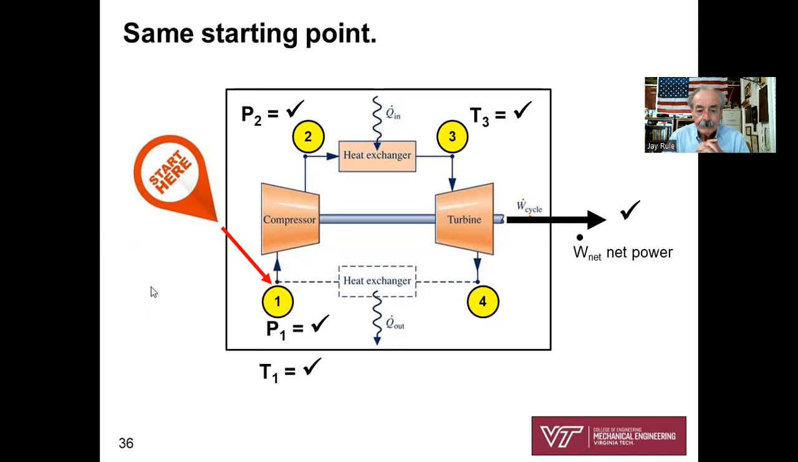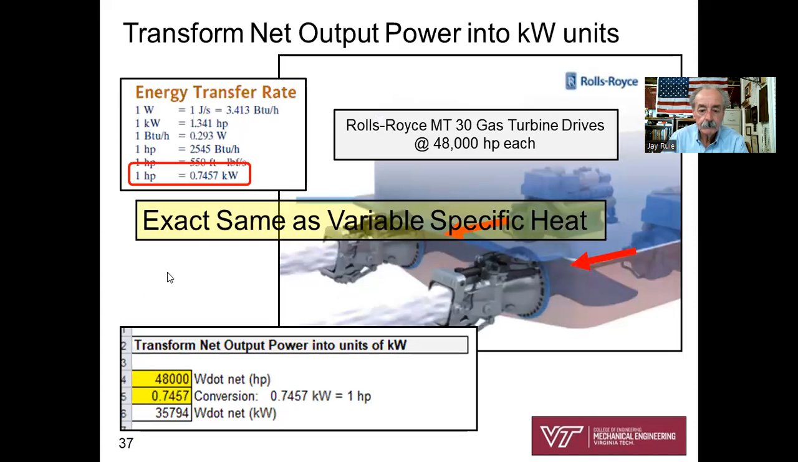All right. Same starting point. We're going to start at the inlet of the compressor. Okay, and then we're going to transform the net output power. Exact same approach. We still need W dot net in kilowatts, so exact same approach as before.